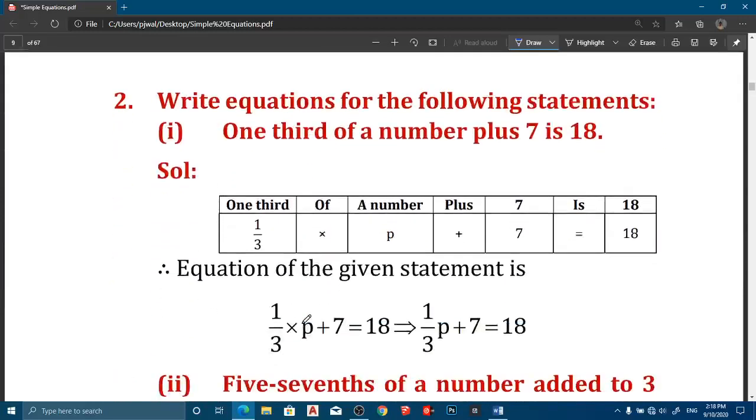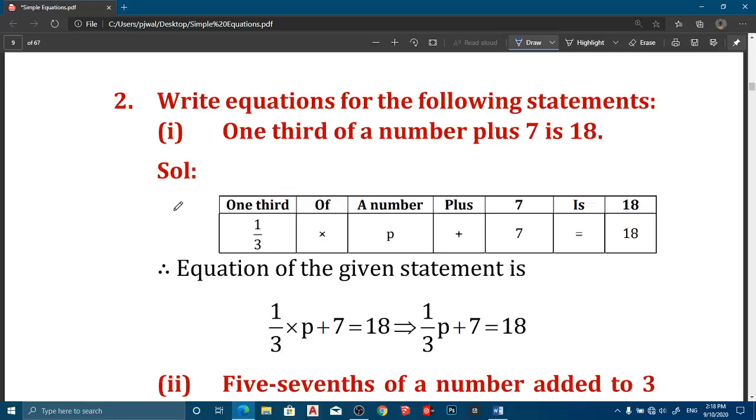Okay, next one. Some statements are given in the form of words. Mathematical statements are given, and you have to convert them into equation form. Write the equations for the following statements. This is the question. So what is the first one? 1/3 of a number plus 7 is 18.